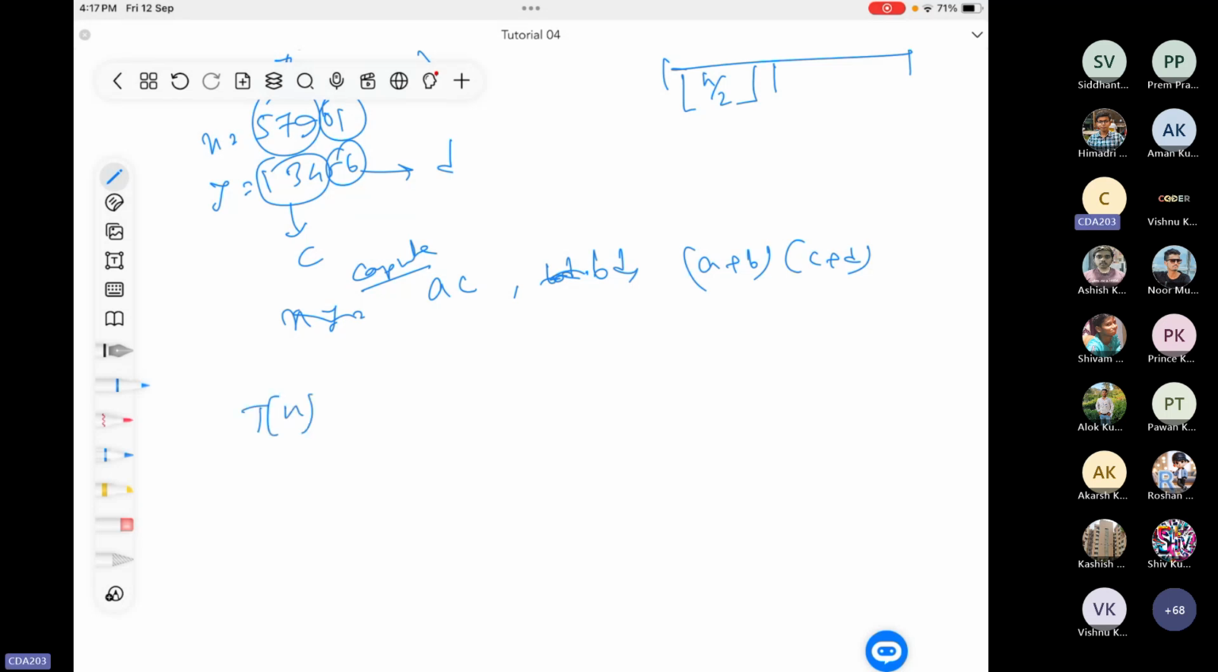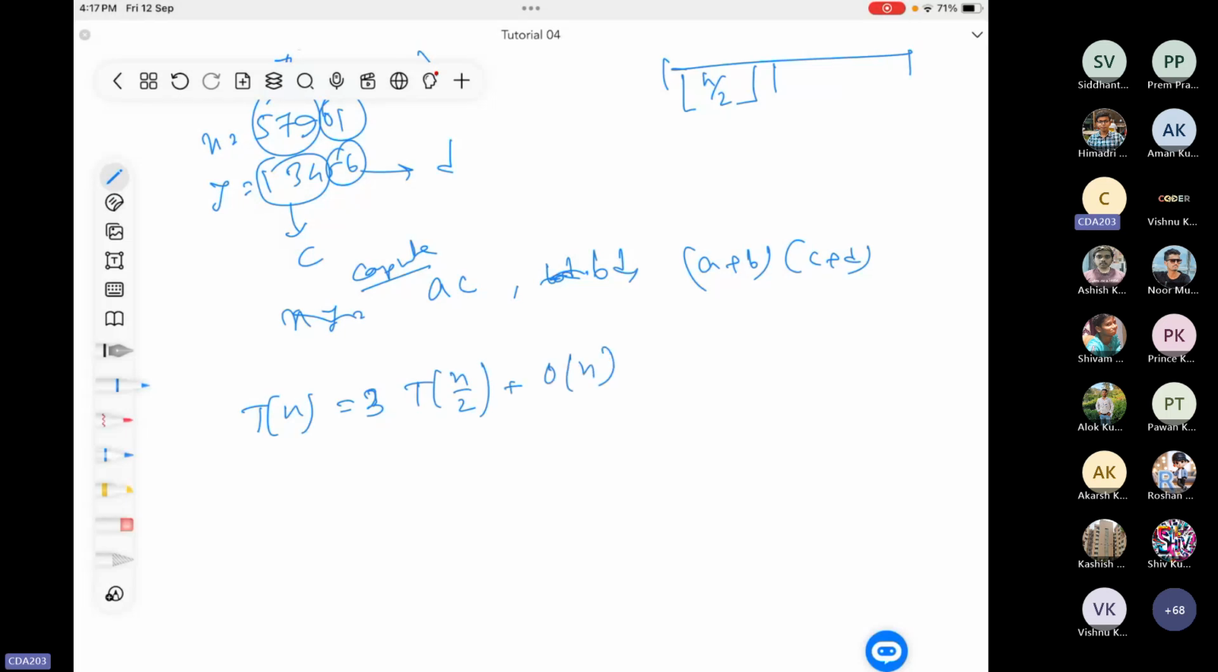So what is the recurrence in this case? How many multiplications are we doing? If you check this improvement, we are not computing AD and BC, instead we are doing A plus B, C plus D. So we are doing one less multiplication, right? Instead of AD and BC, 3 multiplications. So the recurrence should be 3T(n/2) plus order n, right?